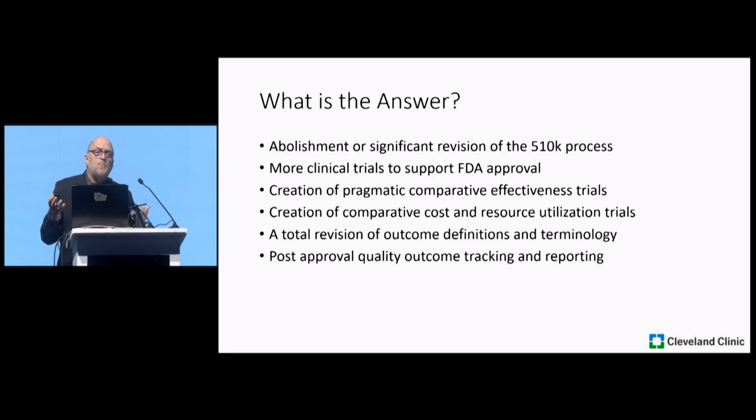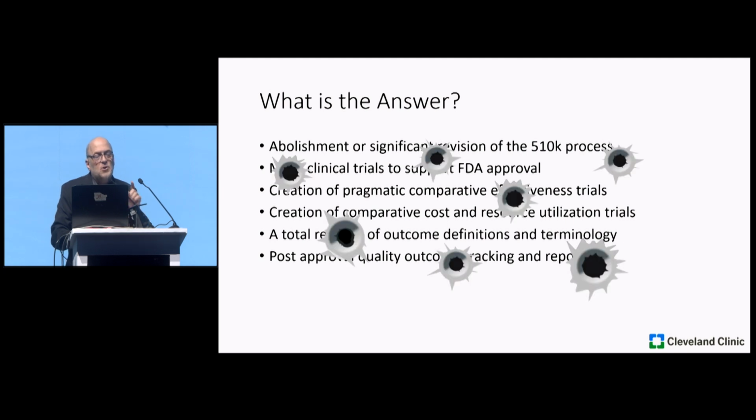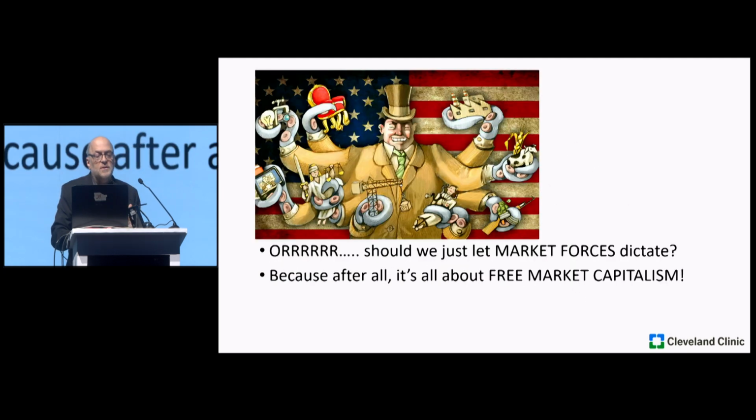Perhaps creation of pragmatic comparative efficacy trials, or creation of cost and resource utilization trials. Maybe a total revision of outcomes definitions and terminology. Maybe a post-approval quality outcome tracking and reporting. All these things are good ideas, but you could poke holes in all of them. Perhaps we should just let market forces dictate. Because after all, it's free market, right?